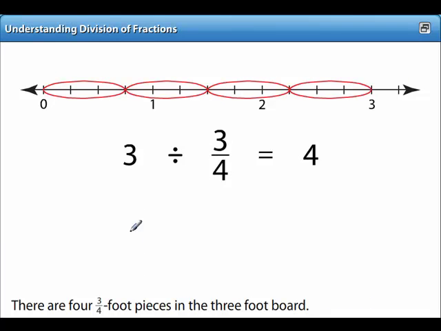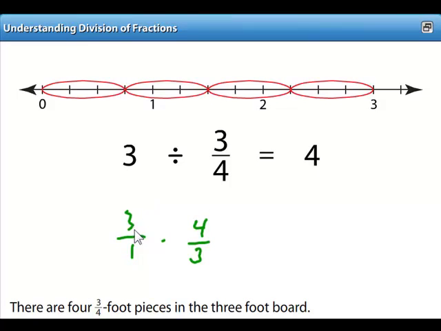Let's take a look at our algorithm of skip, flip, and multiply. Remember, we can write 3 as a fraction. 3 divided by 1 equals 3. And then we're going to skip, flip, and multiply. We're skipping this. We're doing the multiplicative inverse by flipping 3/4 into 4/3. Then we're going to multiply. So 3 times 4 equals 12. And 1 times 3 equals 3.